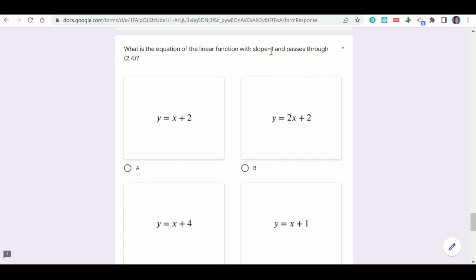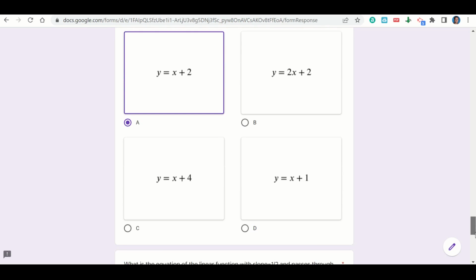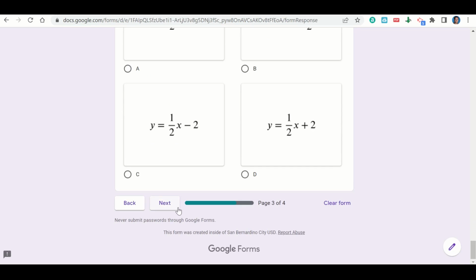So we know that the slope is 1. So we need to find where the slope is 1. Slope is 1 here, here, and here. And b is 2. So that's this one here. So you'll answer each of these questions. When you get to the end, you'll click Next.